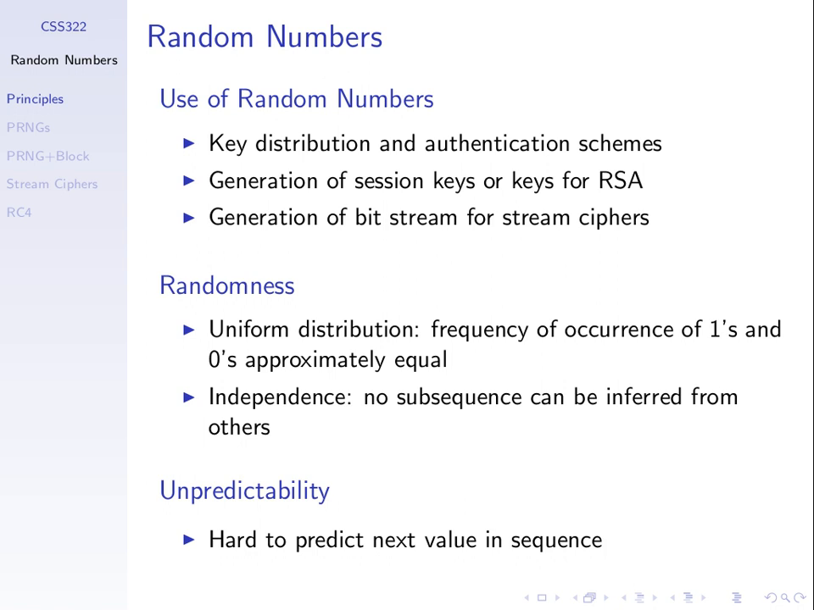We'll see some mechanisms that rely on random numbers. Key distribution: if we need to distribute secret keys amongst each other, then some algorithms rely on using random numbers to make sure that distribution works securely. Authentication, in some cases, relies on random numbers.